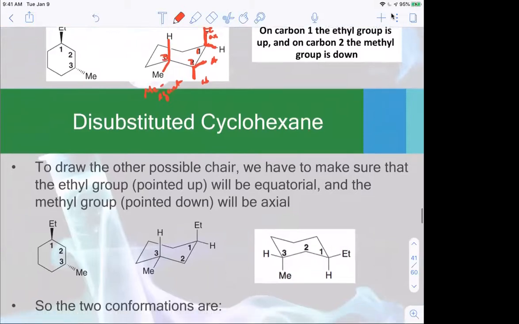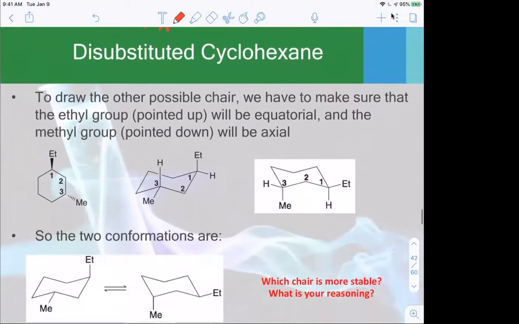When I draw the second chair, I have to make sure that the ethyl group is going to be equatorial. Remember, this comes down, this goes up. I still need a 1, 2, 3 relationship. My ethyl still needs to go up, so it's going to be equatorial up. My methyl still needs to go down, so it's going to be axial down.